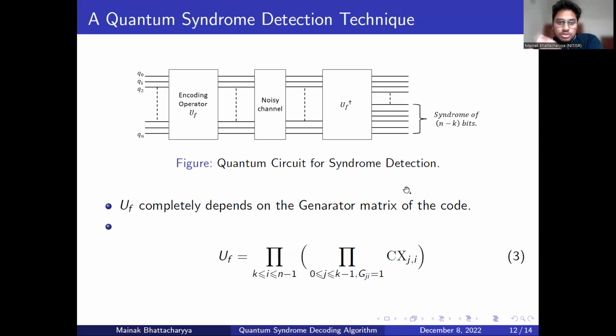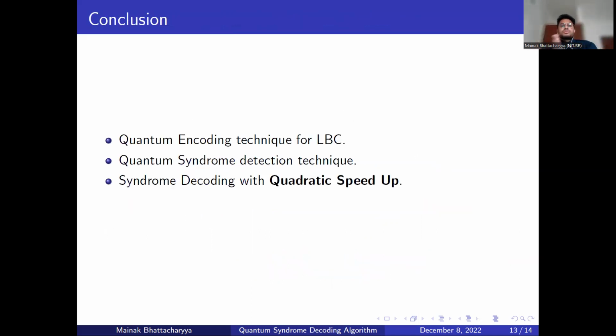And I'll end with a quantum syndrome detection technique. That is, if we apply this operator on the initial preparation of, say, k bits out of these n bits, k bits are message bits, and the rest of the n minus k bits are zero ancilla bits, then if we apply this operator here, we'll get a code word. And the code word will be modified by some bit flips by this noisy channel. Here we'll get the erroneous vector, and if we apply this operator's dagger here on the ancilla bits, we get the syndrome. So ultimately, we have proposed a complete quantum syndrome detection technique.